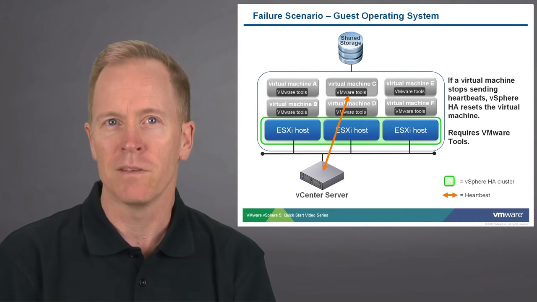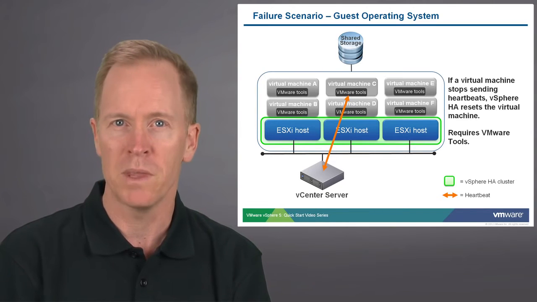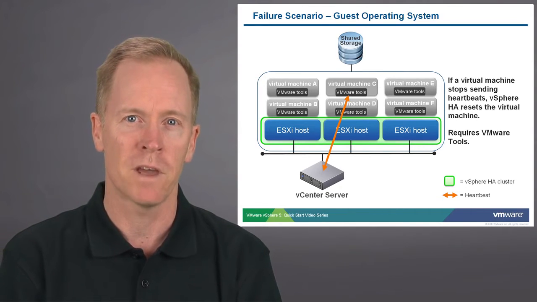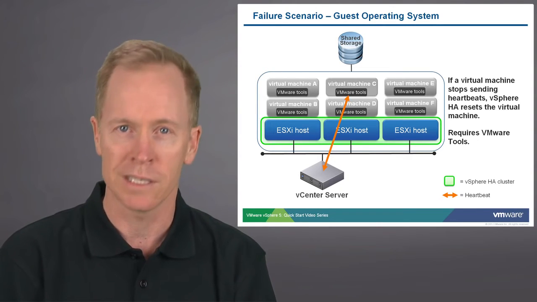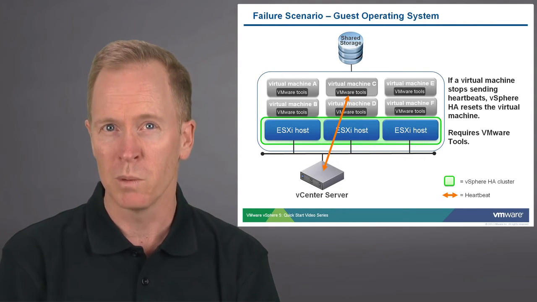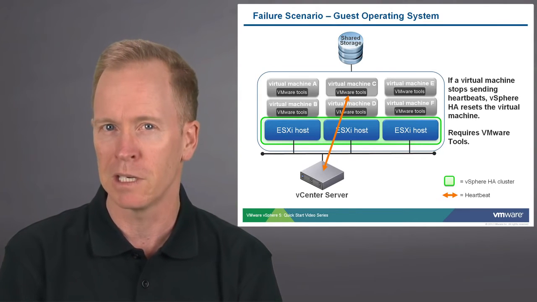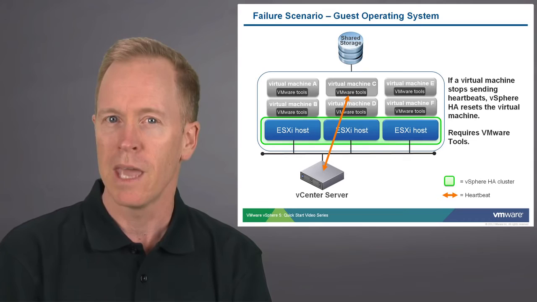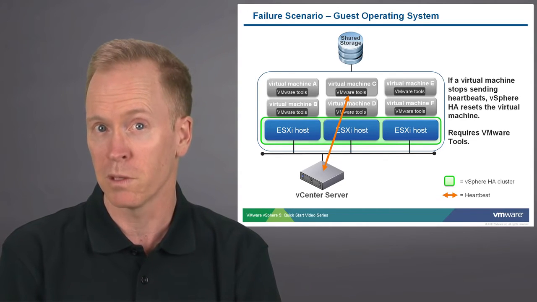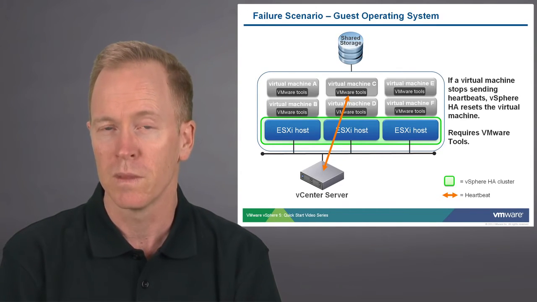The second scenario that VMware HA protects you from is if the guest operating system fails. And notice that the general setup here, the general configuration, is essentially the same as before, but when we're performing guest OS failure detection, the heartbeat that's used in that case is sent between the virtual machine and the vCenter server, whereas before the heartbeat was sent between the hosts.